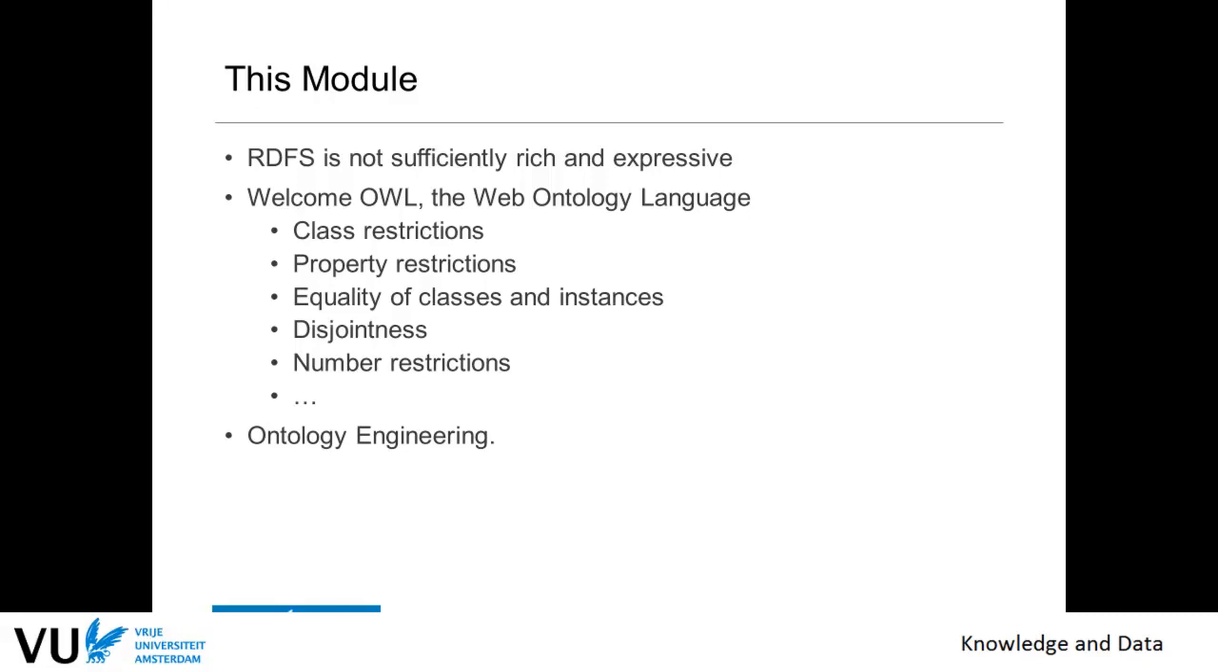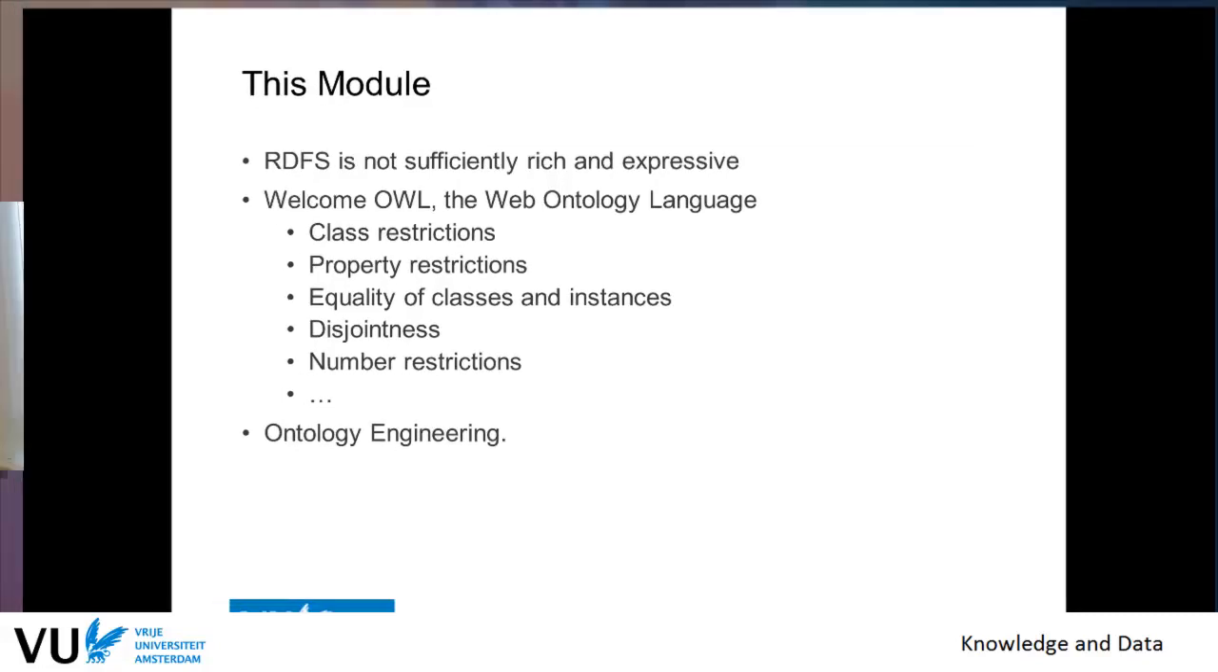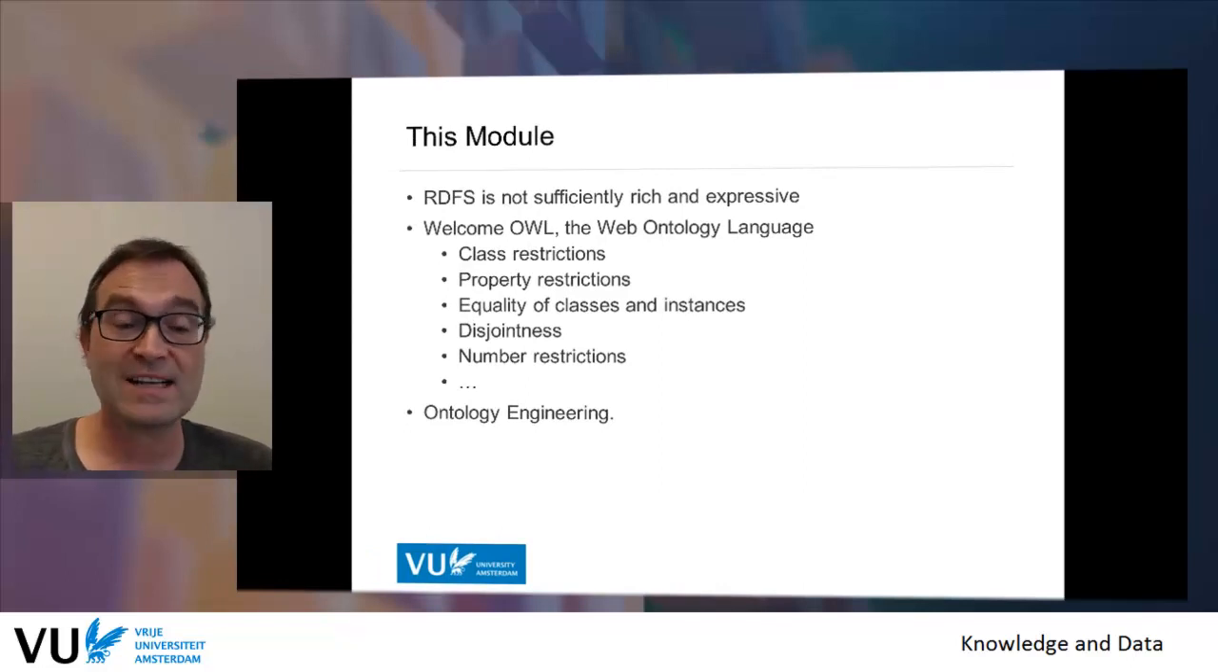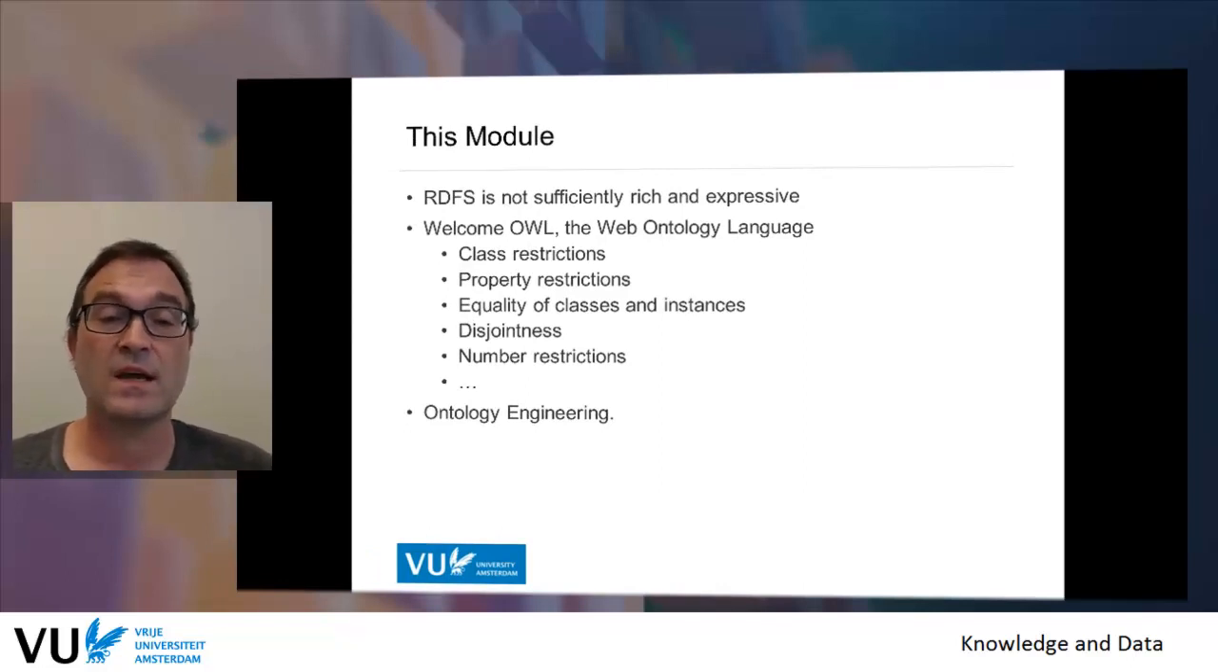And this allows you to have more expressive class restrictions and property restrictions. You can say things about equality or inequality of classes and instances. You can talk about disjointness of two classes. You can give number restrictions. So a dog is something that needs 4 legs, for example, and so forth.